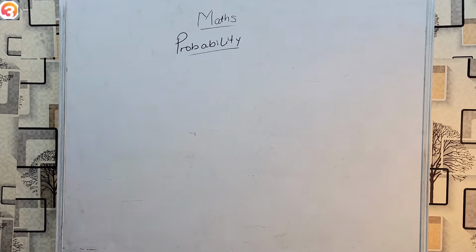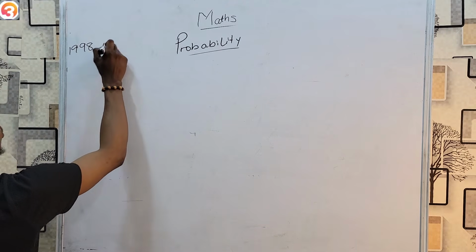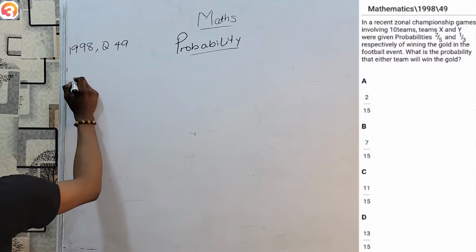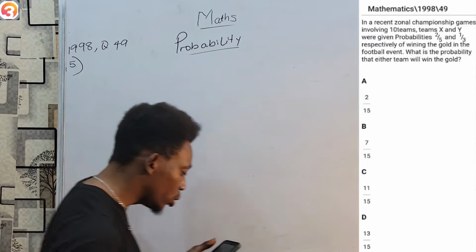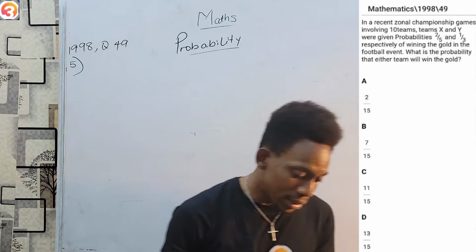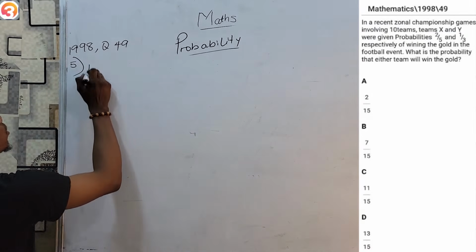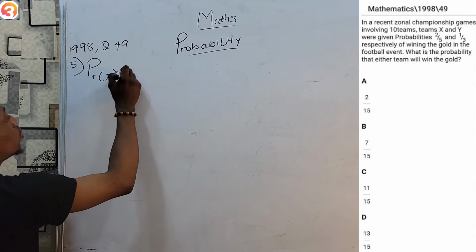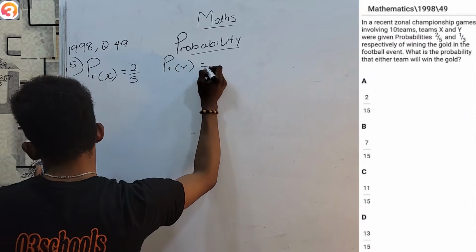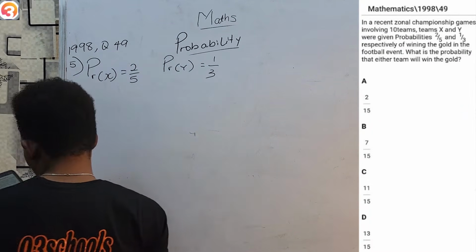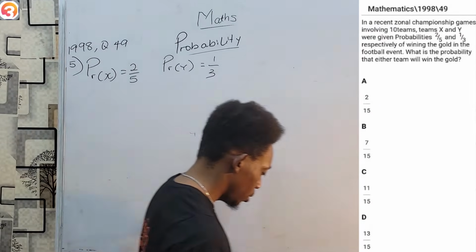Okay, let's keep going. This time, working at the year 1998, question number 49. And yes, I believe this is my 5th question. This one says, in a recent zonal championship game involving 10 teams, the probability of team X winning was 2/5, and the probability of team Y winning was 1/3. The question asks, what is the probability that either will win the gold?